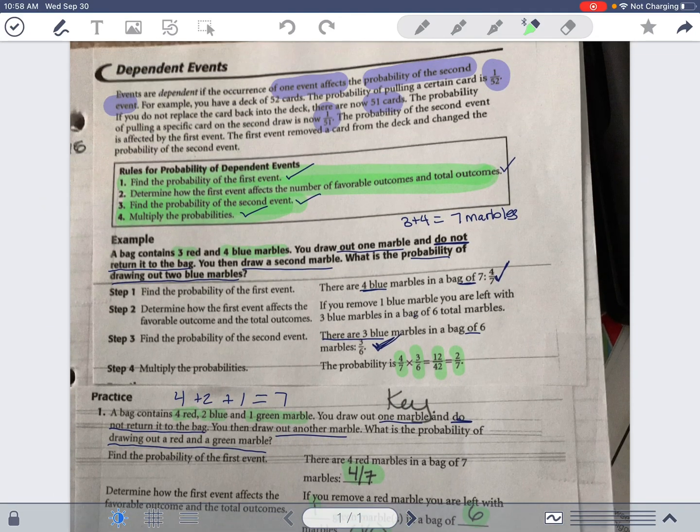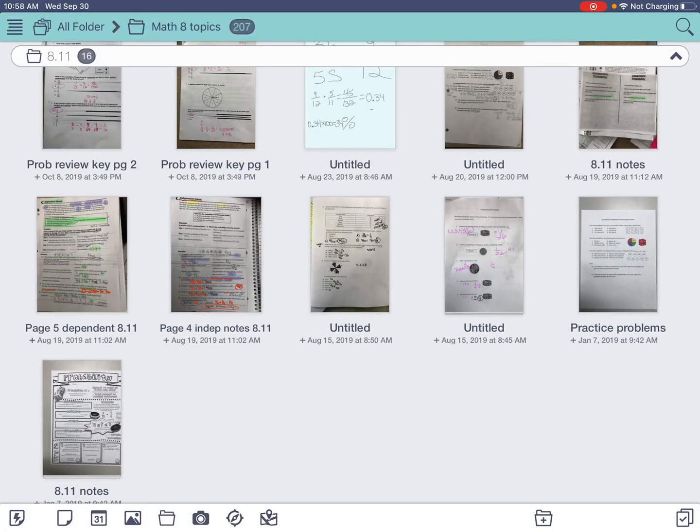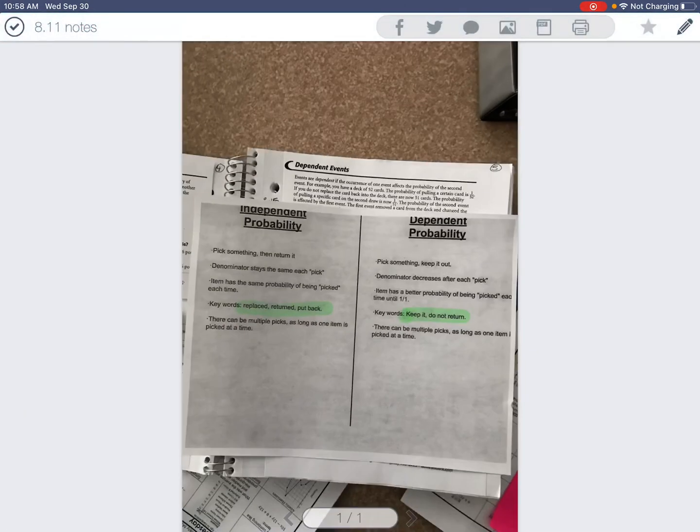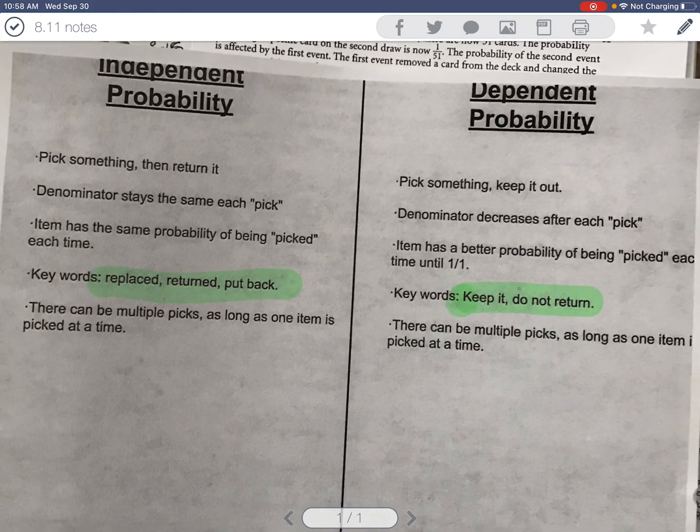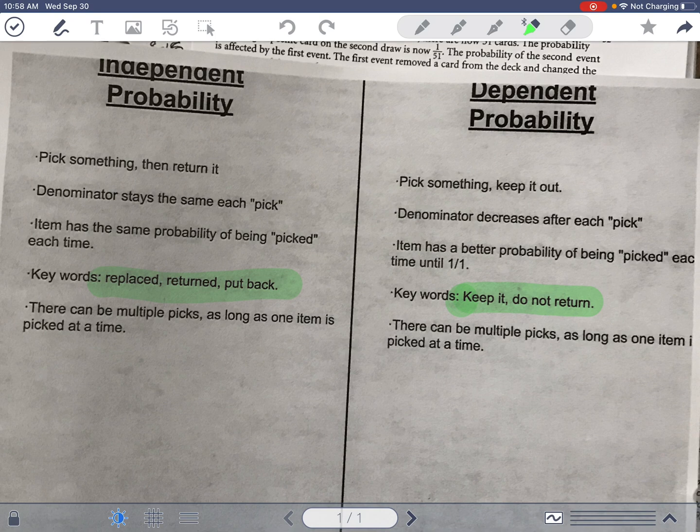So we have 2 types of probability. We have dependent and independent. I hope this helps you guys remember what each one is and how they are impacted. Next thing I want to point out are some key phrases to keep in mind when we're talking about these 2 types of probability.